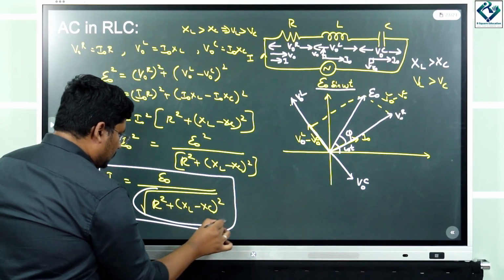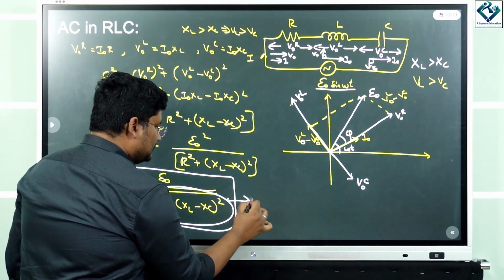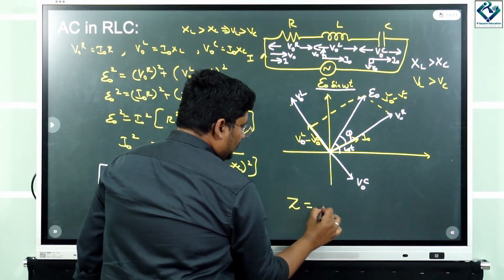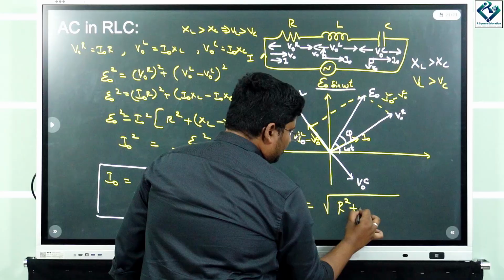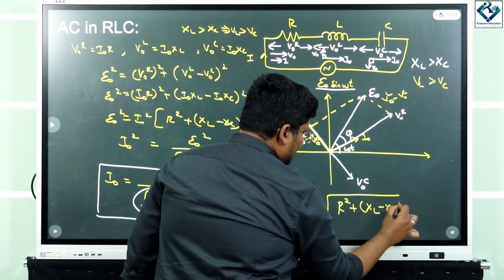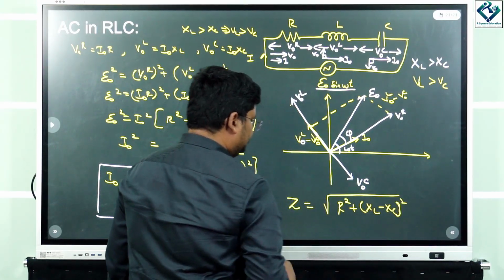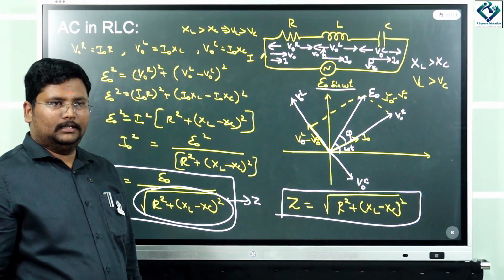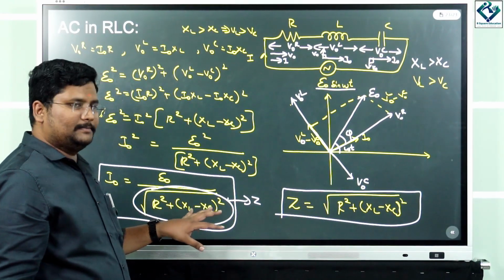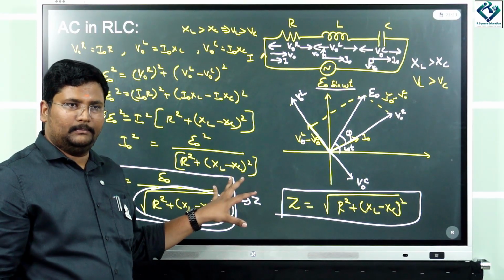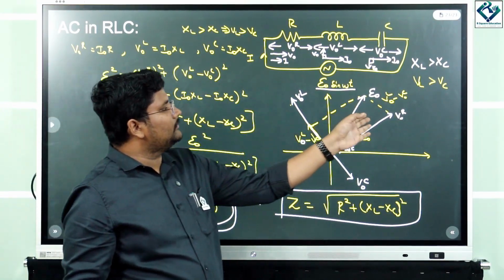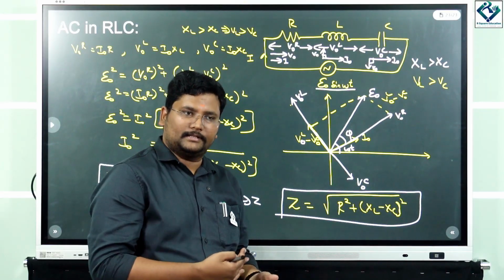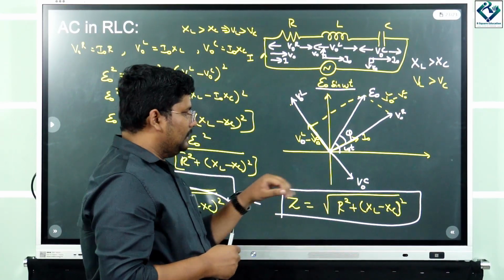And what is this term now called? Impedance. Clear? So impedance is going to be root of R square plus XL minus XC the whole square. Clear? Okay. So we have special cases for this, because we cannot say it is always going to be inductive. It can be capacitive, or it can even be resistive alone. So for that we have some terms.